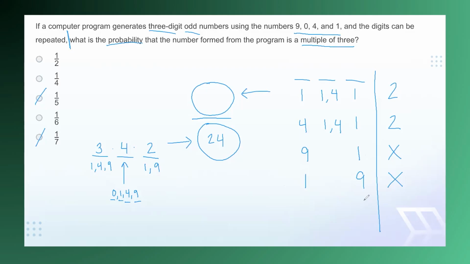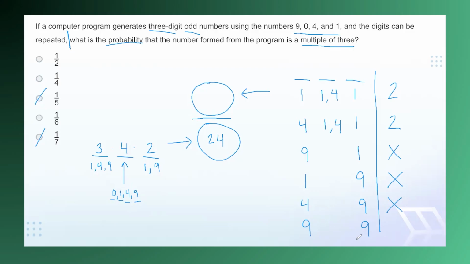Okay, moving on. Let's have a last digit of 9 with a first digit of 4. Okay, 4 plus 9 is 13. 13 plus 0 is 13, not a multiple of 3. 13 plus 1 is 14, not a multiple of 3. 13 plus 4 is 17, not a multiple of 3. 13 plus 9 is 22. Careful. 22, not a multiple of 3. So once again, this isn't going to work. There are not going to be any numbers that start with a 4 and end in a 9 that are multiples of 3.